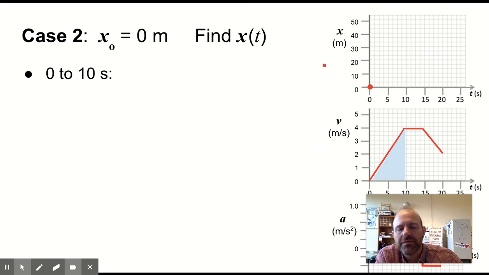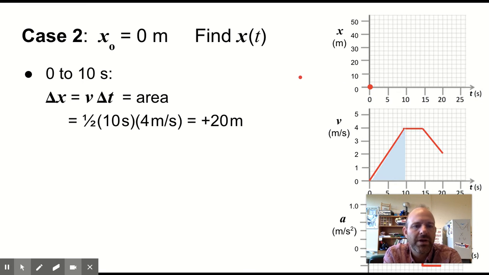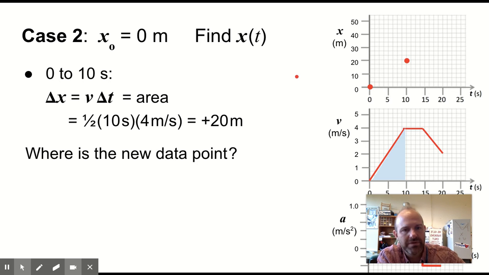So if we look at our first segment, well, first our initial condition of 0 meters, then we start thinking about the area of this segment. It's a triangle, so we have to use 1/2 base times height. Or in other words, you're sort of thinking of the average velocity, which is half of that 4 meters per second, multiplied by the time over which that occurs for positive 20 meters displacement. The new data point is at 20 meters from the origin at 10 seconds.